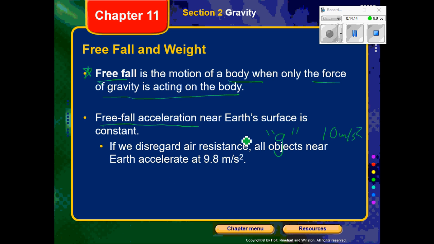But we use 10. Okay, if we disregard air resistance, all objects near Earth accelerate at 9.8 meters per second squared. That's kind of the accepted value, 9.81 on average at sea level. But like I said, we use 10 for our calculations, and it does get bigger and smaller. Like if you go up on a mountain, it's smaller.